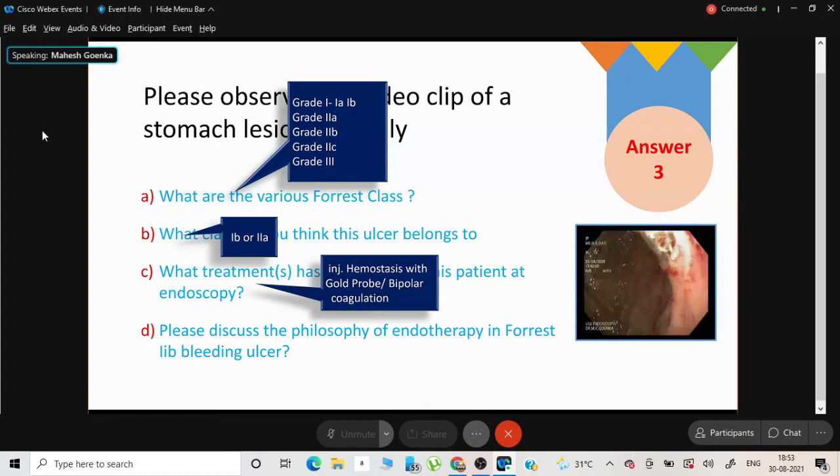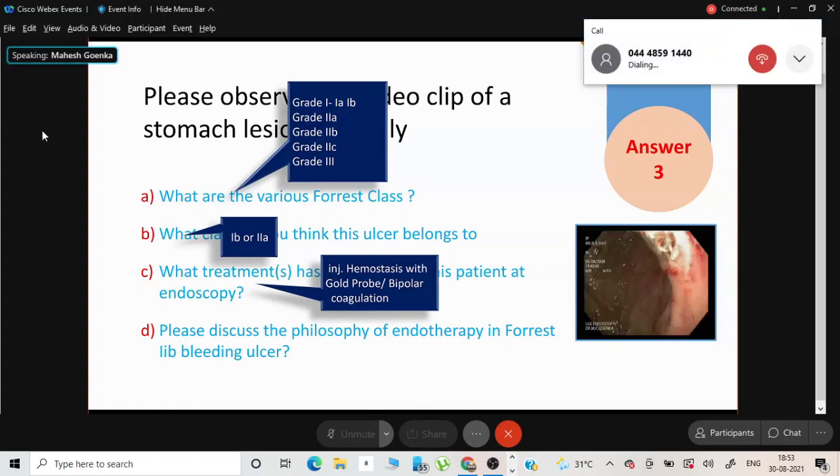Discuss the philosophy of endotherapy in Forrest 2B. This should be 2B bleeding ulcer. This can be either aggressive therapy, where you remove the clot with whatever means you can, and then look at the base and do the therapy according to the stigmata or the Forrest class which is present. The second approach can be conservative therapy, that nature has already put a clot on the surface and you don't try to disturb it. There is a difference of opinion. So you could have written about both approaches, the aggressive approach as well as the conservative approach.